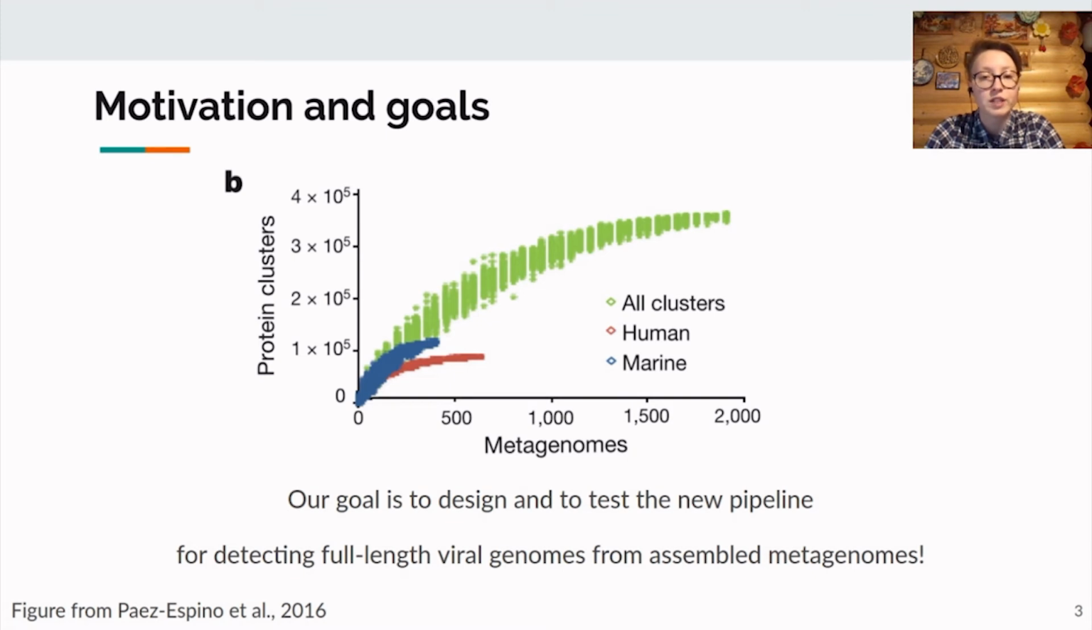The figure on the slide represents accumulation curves showing the protein cluster growth with increased sampling. Green, blue, and red represent clusters from all, aquatic, and human metagenomes respectively. The curves of cluster accumulation in the two most heavily sampled habitats, human-associated and marine, appear to reach saturation. However, the rate of cluster discovery doesn't plateau when all samples are considered, suggesting that the global viral sequence space is largely uncharacterized. Thus, the goal of our work is to design and test a new pipeline for detecting full-length viral genomes from assembled metagenomes.